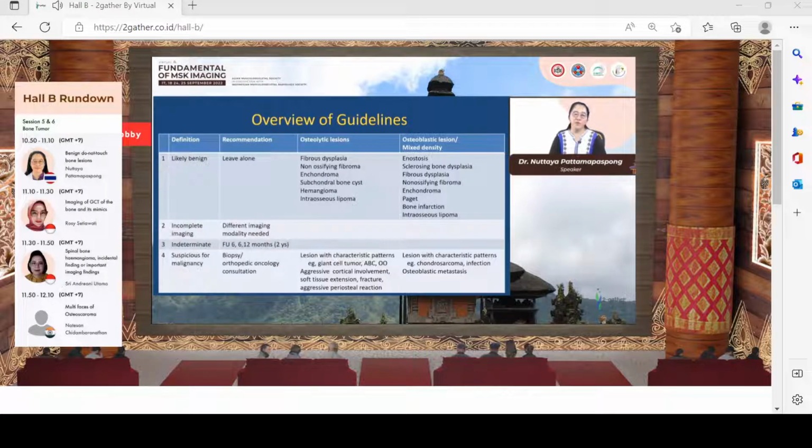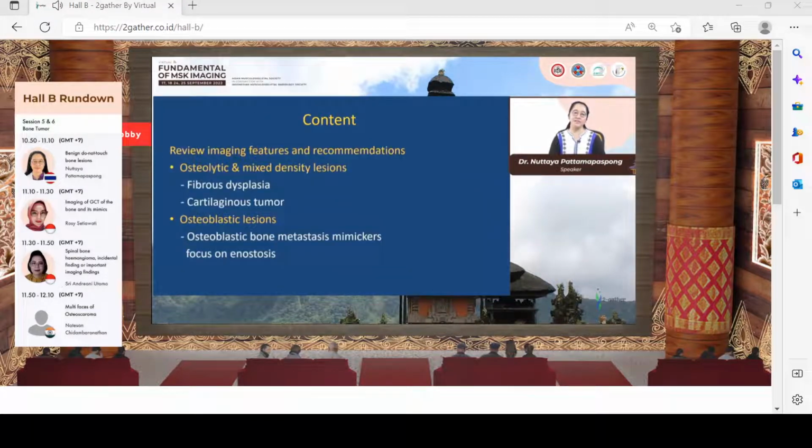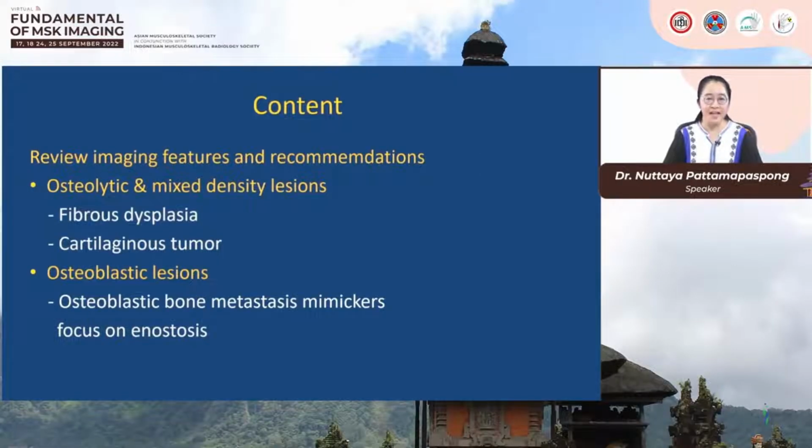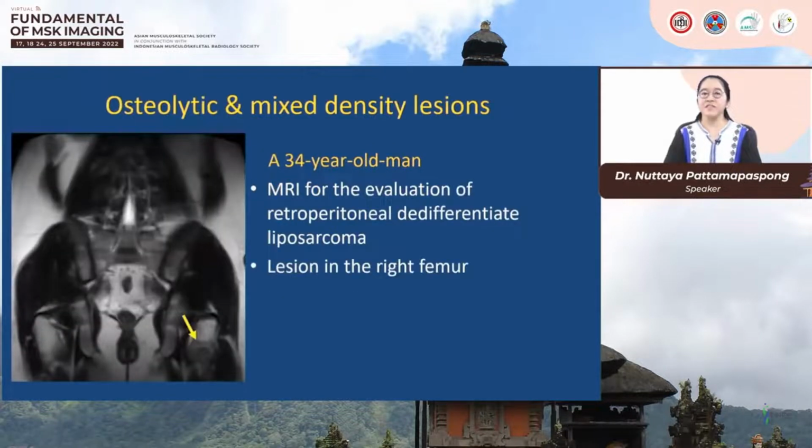Examples of these lesions are fibrous dysplasia and cartilaginous tumor, as well as enostosis. So in this talk, I will highlight some lesions that have characteristic features and some recommendations. I will focus on fibrous dysplasia and cartilaginous tumor, as well as bone metastasis mimickers, and focus on enostosis. Let's start with this case.